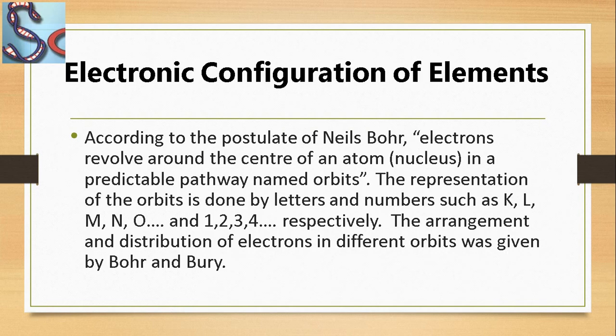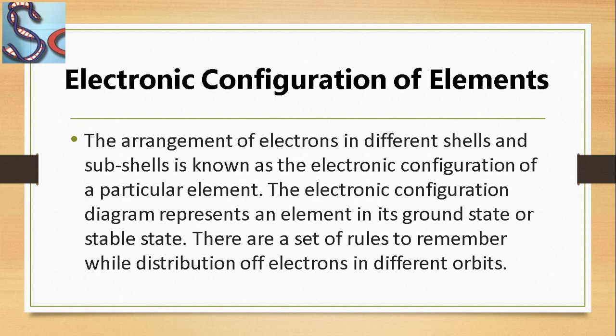Now, according to the postulate of Niels Bohr, electrons revolve around the nucleus of an atom in predictable pathways named orbits. Niels Bohr identified the path of electrons called orbits, and these are identified by the letters K, L, M, N, O, P, Q, and so on. The arrangement of distribution of electrons in different orbits was given by Bohr and Bury.